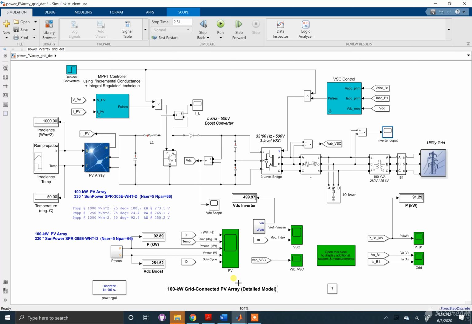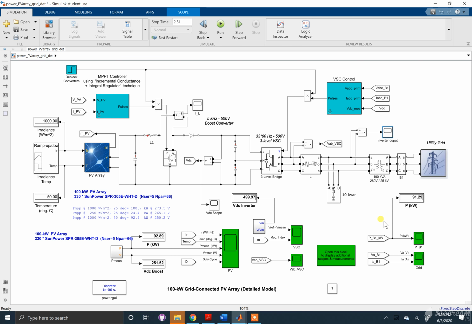Now, going back to our schematic, we had our inverter output pass through these filters and head to the transformer to be boosted to a 25 kV signal to be sent to the grid. Now, if we take a look at the outputs and the inputs, we have our measured power beginning at 92.89 and our output power at 91.29.